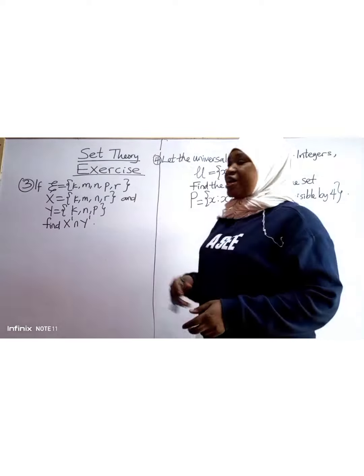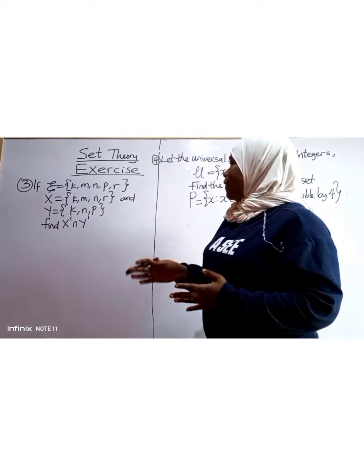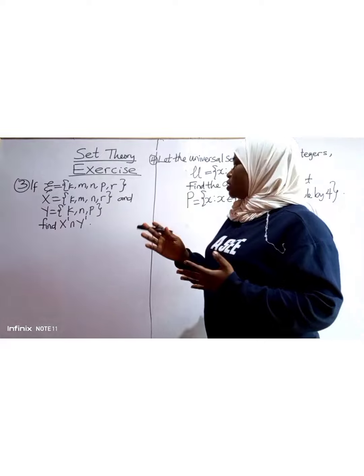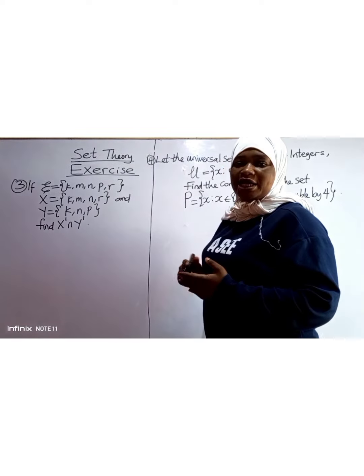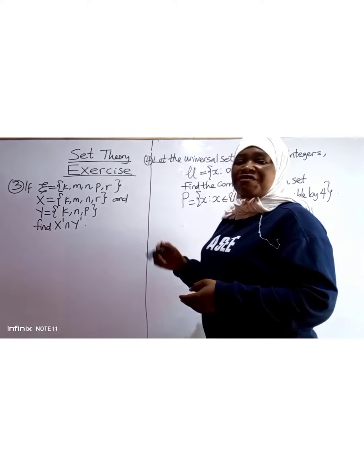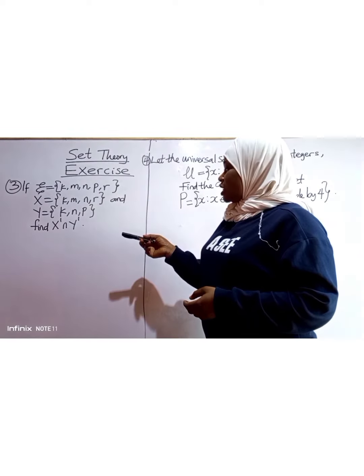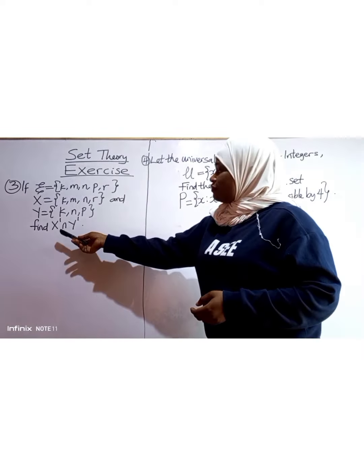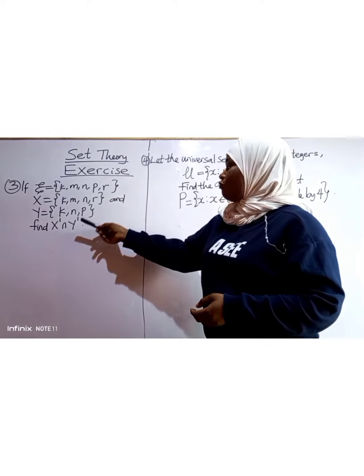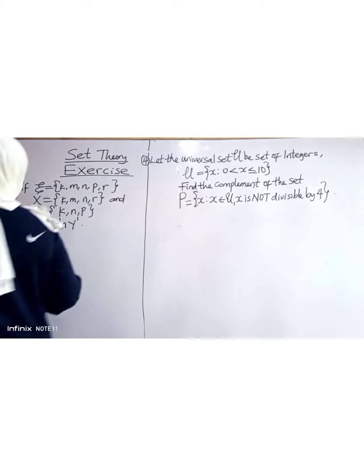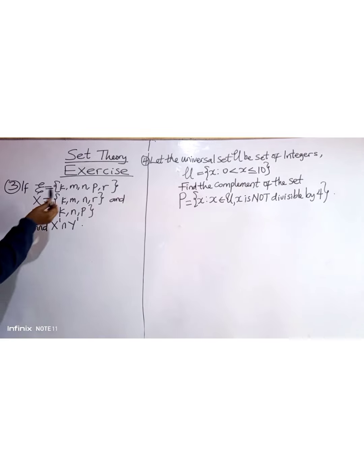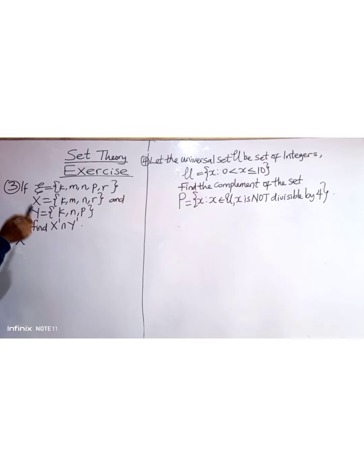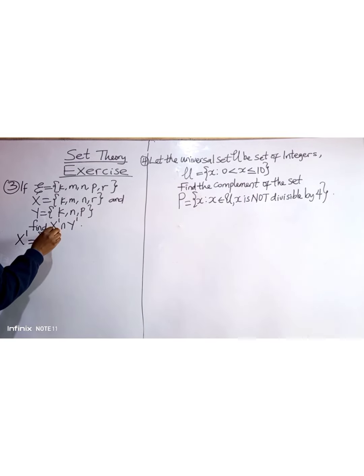Question 3. If the universal set is equal to K, M, N, P, R, X is equal to K, M, N, R, and Y is equal to K, N, P, find X prime intersects Y prime. That is the complement of X intersects the complement of Y. So let's find X prime. That is all the elements in the universal set that are not in X. So we have P.